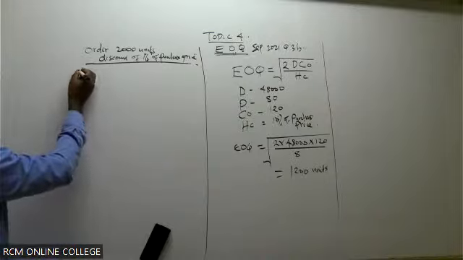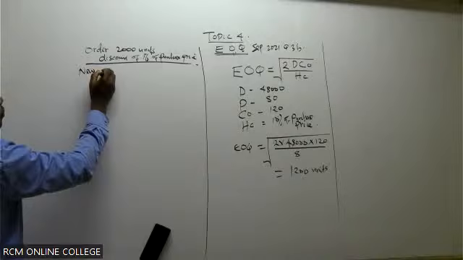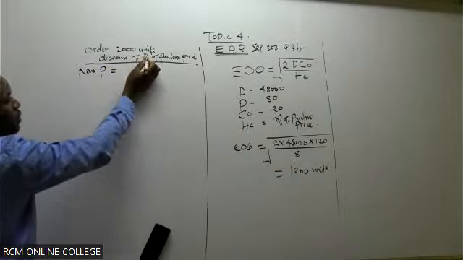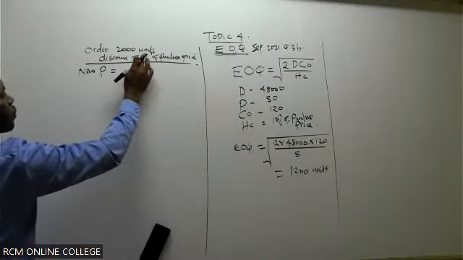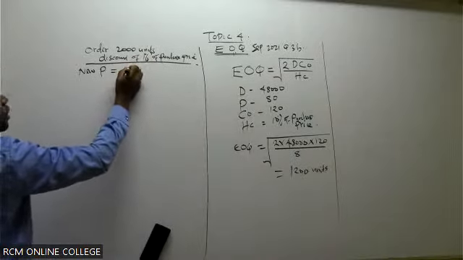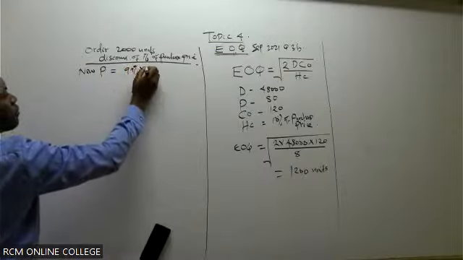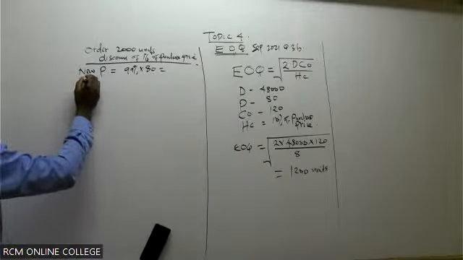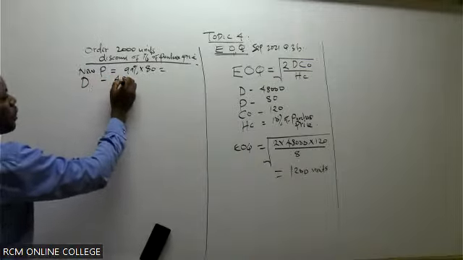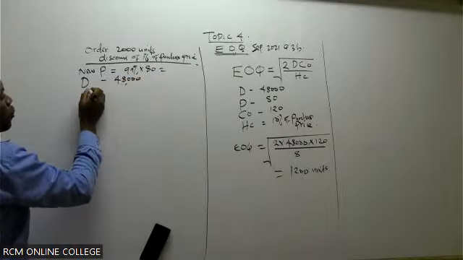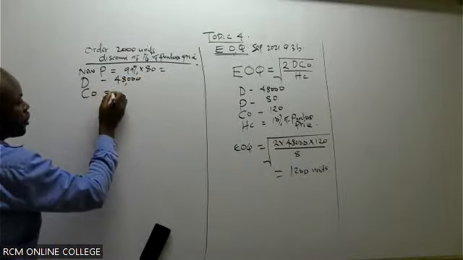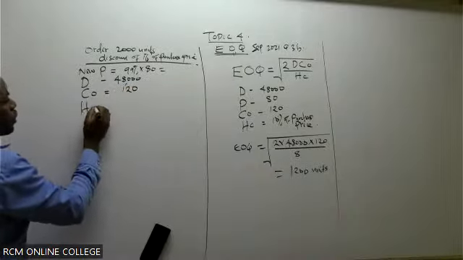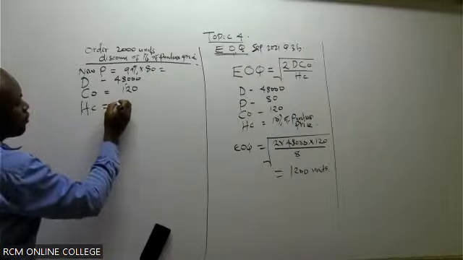So it means our new purchase price, our new P, will be: the purchase price is 80, you are given a discount of 1%, so the new price will be 99% of 80. That is the new purchase price. Demand has not been affected. It is still 48,000. About ordering cost, it has not changed. It is still 120.